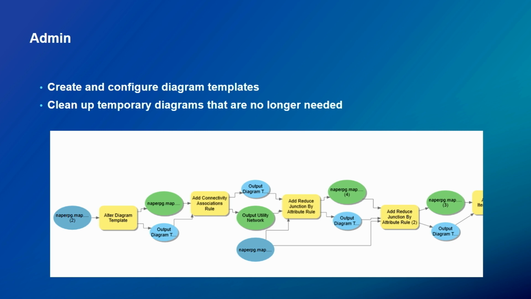Now, for those of you that used the schematics extension before, you know you pretty much had to take a training class to learn how to use the configuration tool to create a diagram template. It was tricky. Everything in the utility network and Pro is now inside geoprocessing tools. So you simply just drag and drop tools onto Model Builder, connect everything together, and that's how you now build diagram templates. You don't need to learn another application anymore.